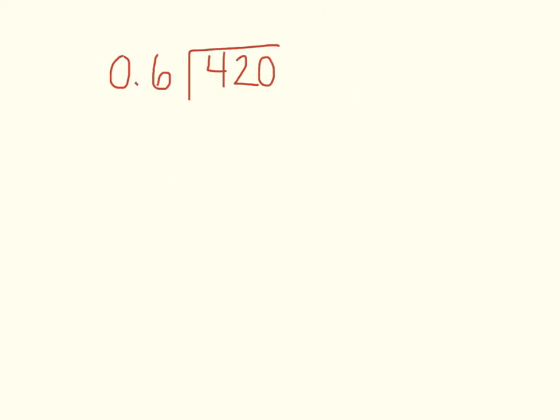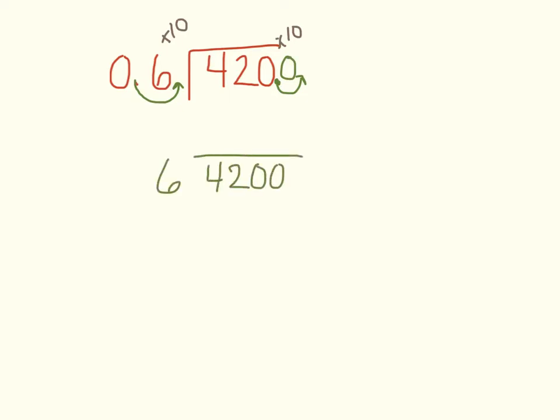Here I'm multiplying the 6 by 10, so I multiply this by 10, or I can think of it as I'm moving this over 1 place to the right, so I need to move this over 1 place to the right and add that 0 in. So I have 6 goes into 4,200. 6 doesn't go into 4, but it goes into 42 7 times. 7 times 6 is 42, and then I add those 2 zeros on.